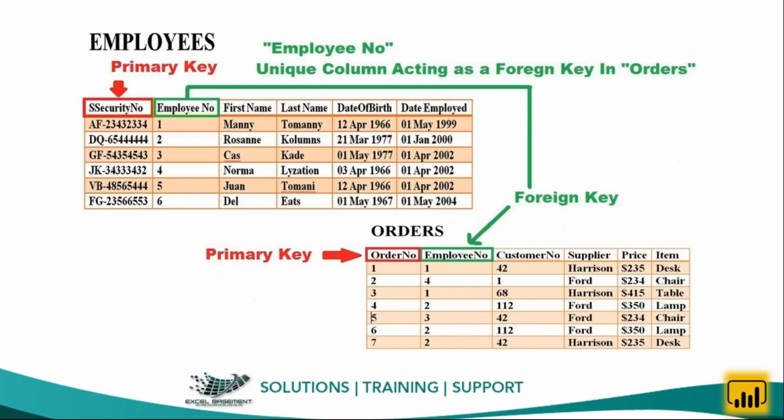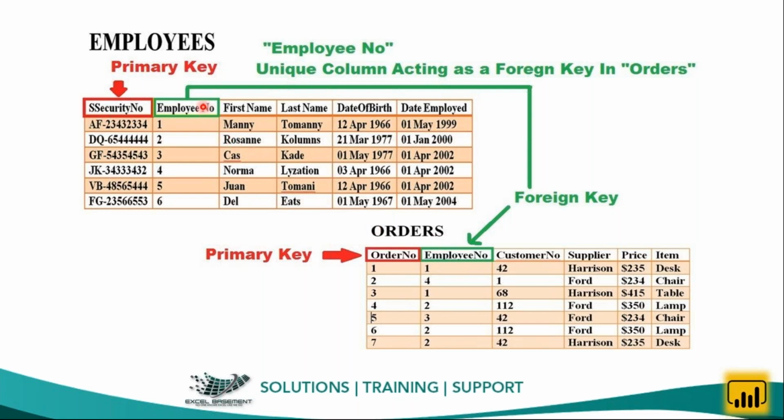many-to-many relationships. So for that, if we go for the one-to-many relationship, we need to understand what is a primary key and what is a foreign key. So we have two tables here, right? The first table is the employees table and the other table is the orders table. As you can see, the common column is called the employee number.